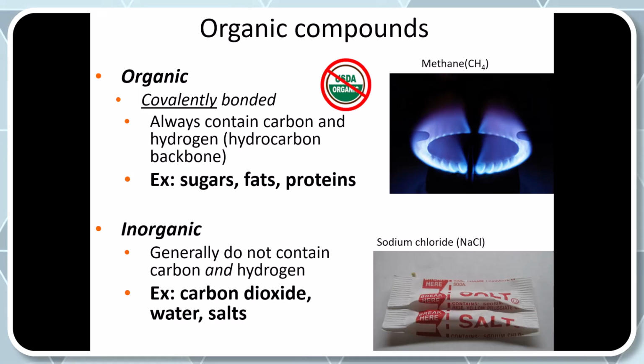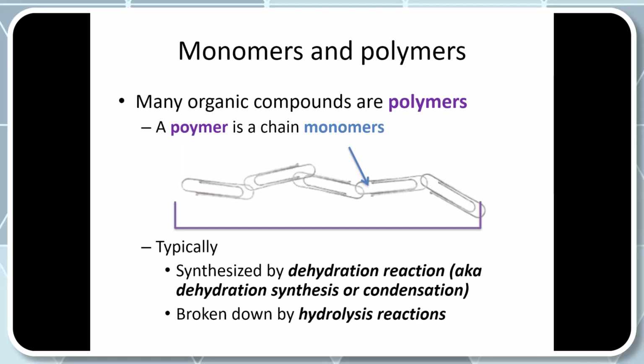Something like table salt is sodium chloride. That doesn't have covalent bonds, it's ionic, and it doesn't have carbon, doesn't have hydrogen, so table salt would definitely be inorganic. So that brings us to monomers and polymers.